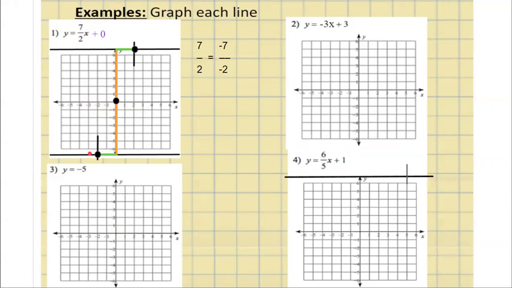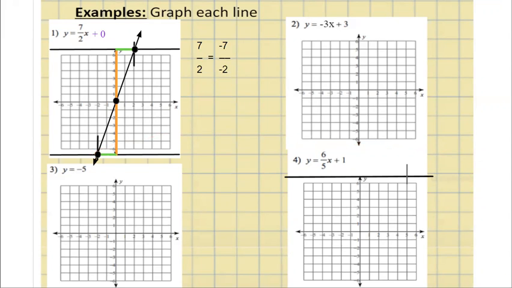Small side note, you can manipulate slopes like this by multiplying by any big one. In this case, we just multiplied by negative 1 over negative 1. You can draw as many slope triangles as you'd like, but I'll only be doing 2. Connect the dots, and you've got the line representing the equation y equals 7 over 2 x.